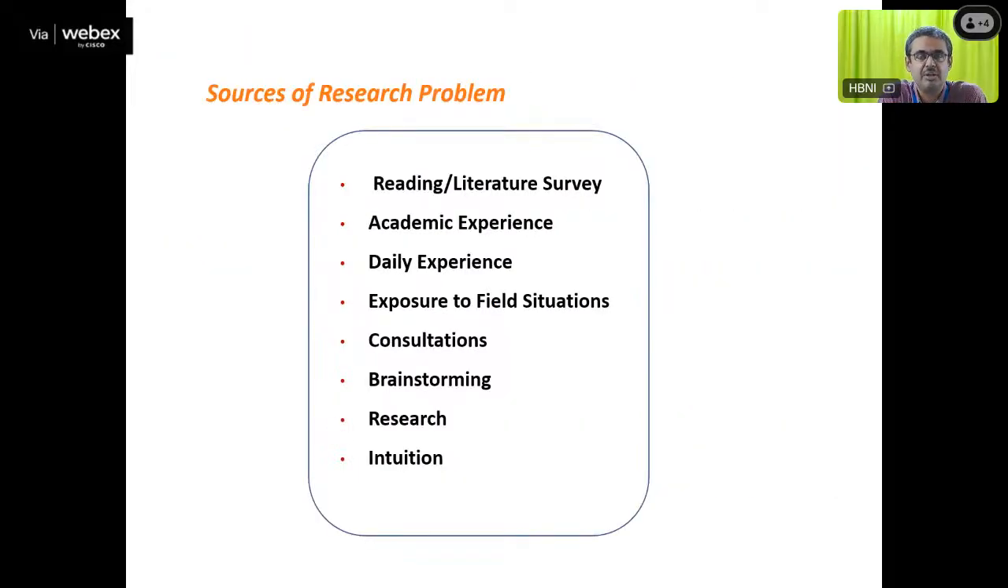Sources of research problem. What are those? Reading, literature survey, academic experience, daily experiments, exposure to field situations, consultations, brainstorming. Brainstorming is an important factor nowadays. A lot of groups are going through this. There are various research groups which sit down and do brainstorming sessions every week, or every month, or something like that. But the seniors' experience helps the juniors, right? In research, intuition is also a factor.